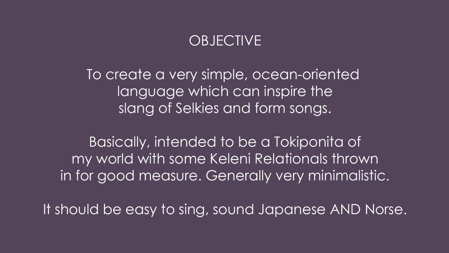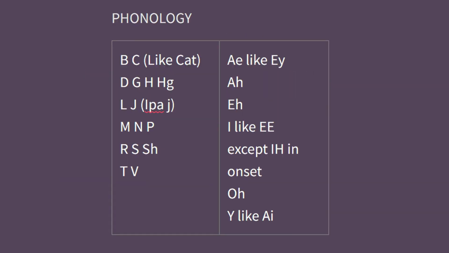It's generally supposed to be very minimalistic in terms of word creation, and it should be easy to sing as well as sound vaguely Japanese and Norse. The consonants in Sealtongue are B, K, D, G, H, L, Y, M, N, P, R, S, Sh, T, V. And the vowels are A, E, I, O.